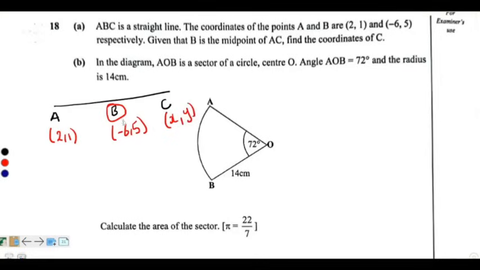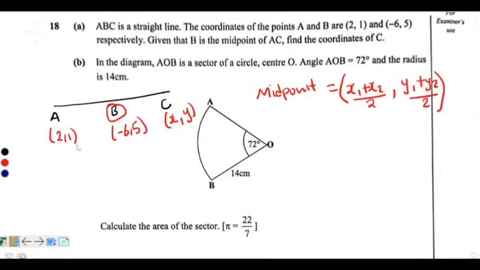Since B is the midpoint of AC, we're going to say midpoint is equal to, open bracket, x1 plus x2 over 2. So this is the formula that you must come up with. Then y1 plus y2 over 2. That is the formula for the midpoint.